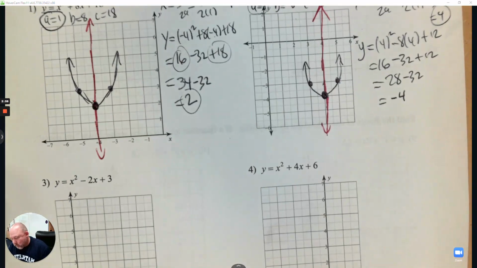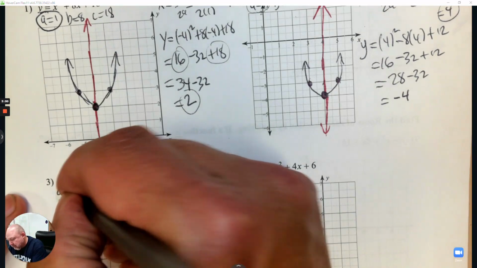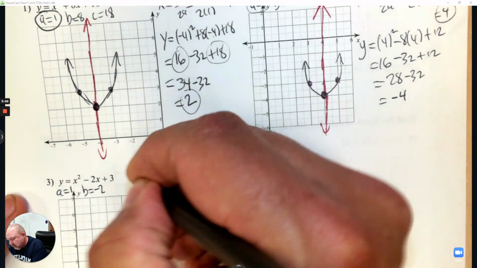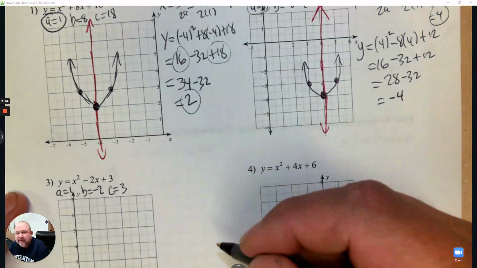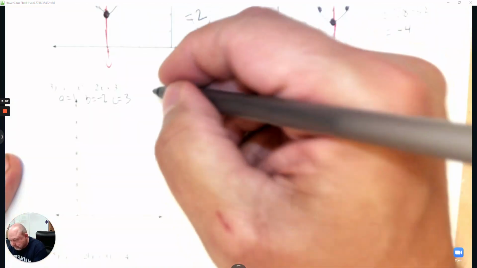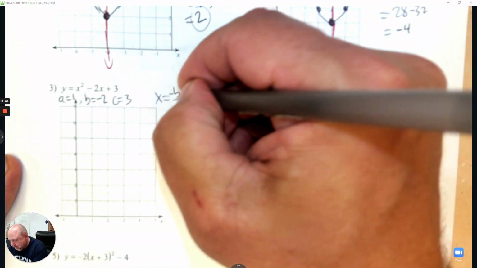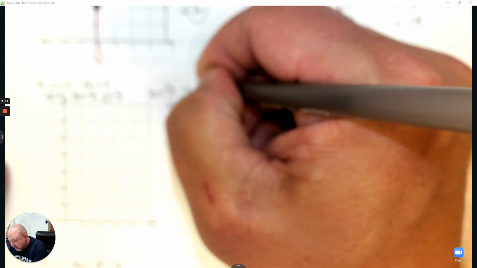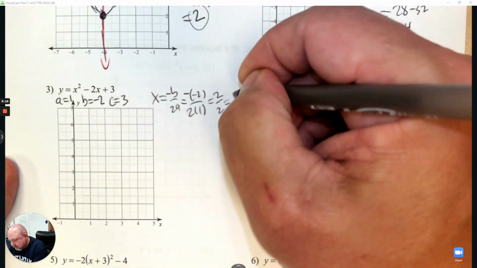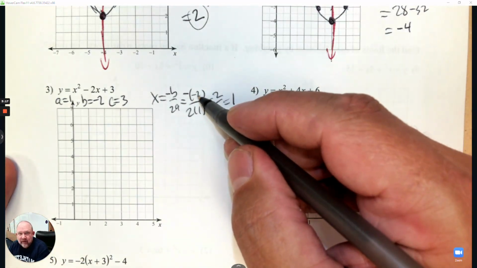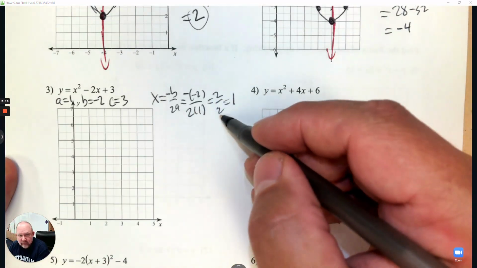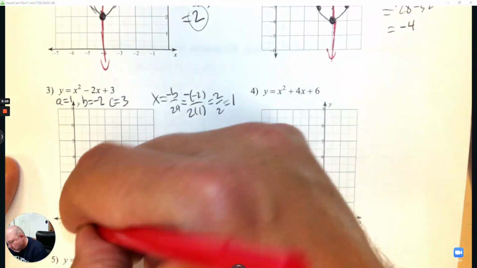Number 3. Let's try again. You should press pause and try it. But if you just want to follow, you can follow too. So ABC, I write down negative B over 2A, and I put in the numbers, and I solve it. So a negative times a negative is positive 2, 2 times 1, and then solve. And then draw a line there at 1.